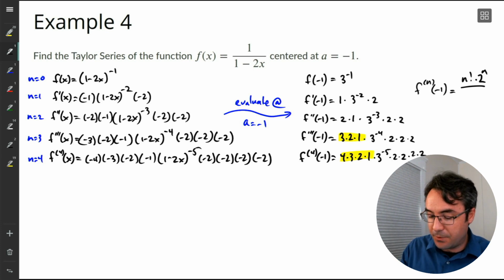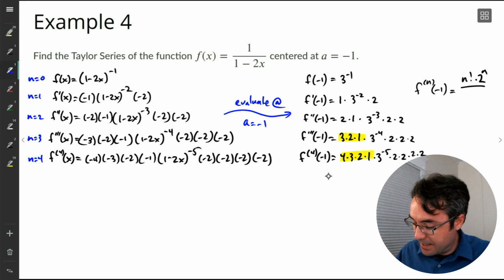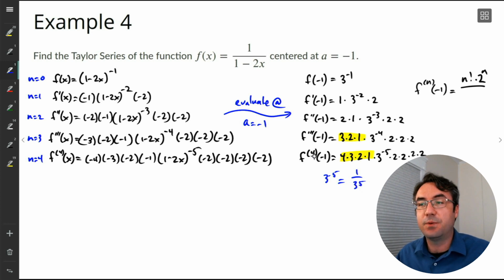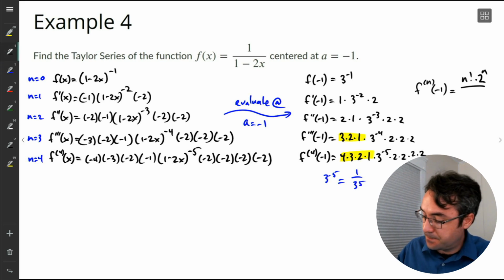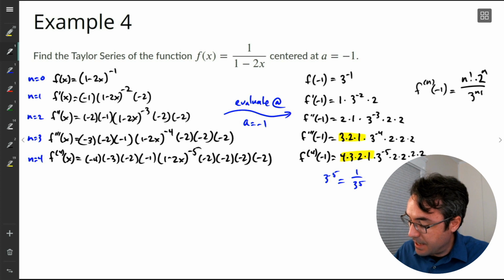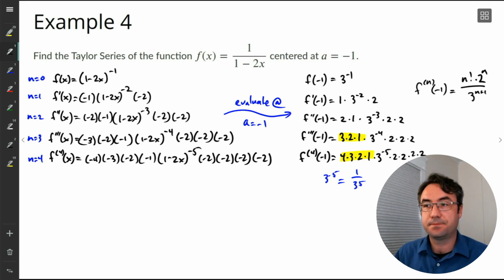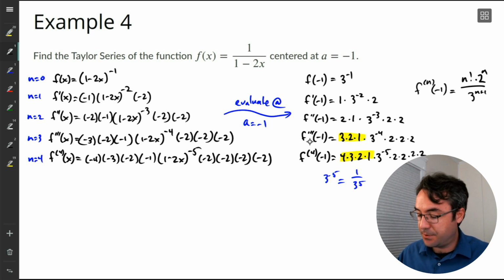So we can really think of this as, instead of 3 raised to the negative 5, we can think of that as 1 over 3 raised to the power 5. And so when n is 4, we have 3 raised to the power 5. So we have one more than n. So it'll be 3 raised to the n plus 1. And you can verify that. When n is 3, we would have 1 over 3 raised to the 4. When n is 2, we have 1 over 3 raised to the power 3.